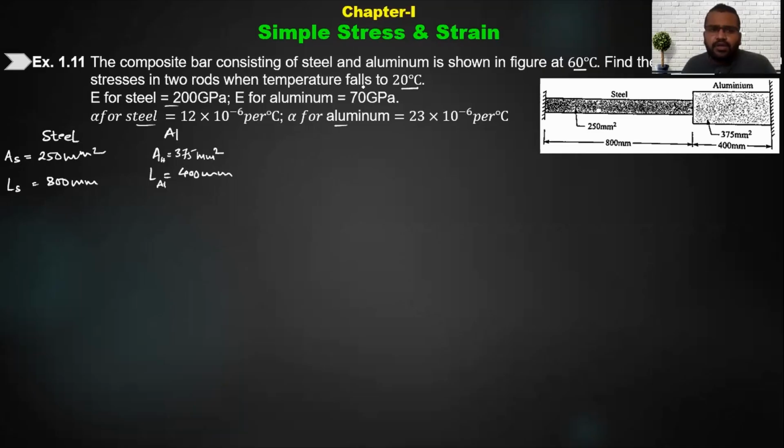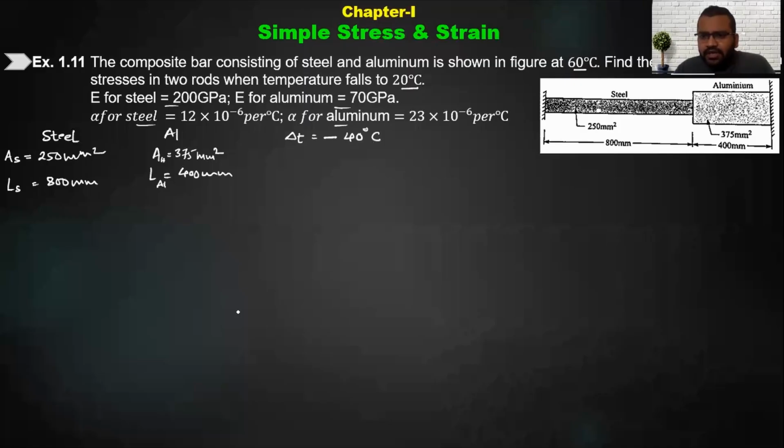Now what is delta T here? 40 degrees. Should we write it positive or negative? Sir, negative. The temperature falls to 20 degrees Celsius, so delta T is negative 40 degrees Celsius. It is a negative change. So negative 40 degrees Celsius is the change. Now we have the temperature change also.